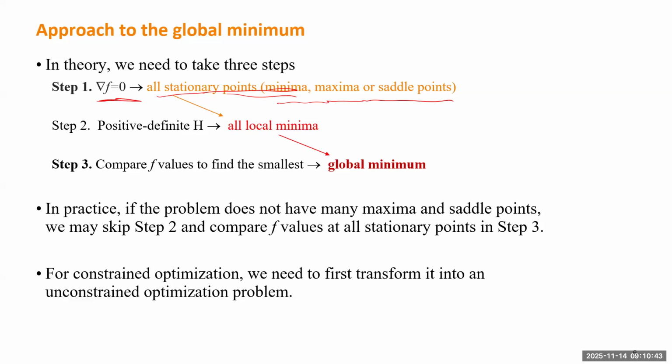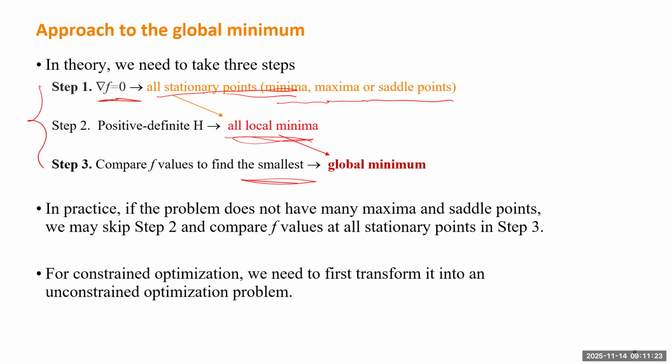So the second step is we want to make sure those points are minimum points by calculating the Hessian matrix. The Hessian matrix needs to be positive definite, which means locally this point will be smaller than neighboring points. And the third step is we find really the smallest one among all the minimum points. So you see the idea is to narrow down to stationary points, then the minimum points, and really the global minimum point. Okay, so those are steps 1, 2, 3.